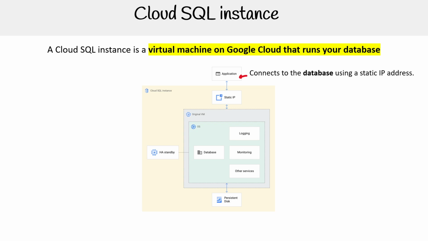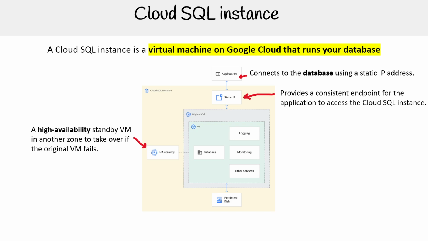You can connect to the database using a static IP address. It provides a consistent endpoint for the application to access the Cloud SQL instance. A high availability standby virtual machine in another zone to take over if the original VM fails can be added, I suppose. The database is the core service, so that could be MySQL, Postgres, or SQL Server.